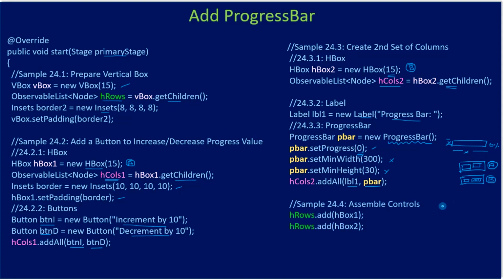Finally, to our VBox, so this is the vertical box, right? To our VBox, we add our HBox controls. So in the VBox, if you see, first we have two command buttons, and in the next line we'll be seeing a label as well as the progress control. hrows.add hbox1, hrows.add hbox2.